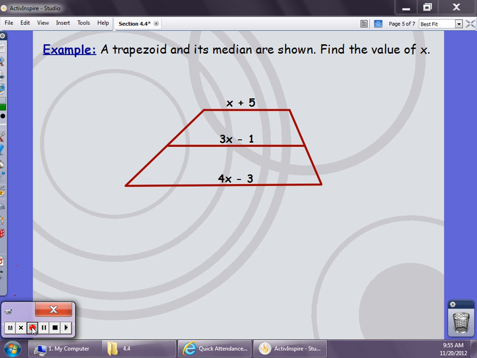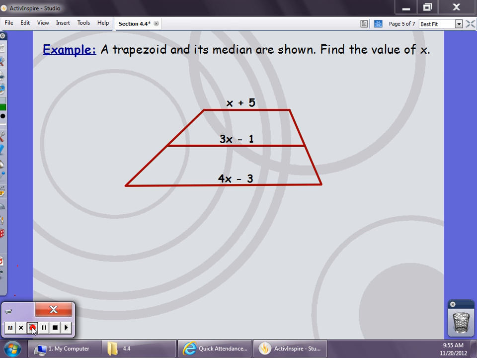Let's take a look at an example. A trapezoid and its median are shown below. We're going to find the value of x. On the previous slide, we learned that the median is going to be the average of the two bases. What that means is if I take the first base plus the second base, find their sum, and average it, which means to divide by 2, it's going to equal the measure of the median.